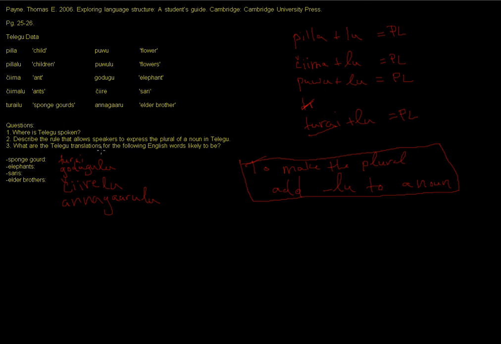So all the questions. We were able to figure out what the plural rule is, how to make a plural over here, and then we were able to use that idea to actually do an analysis. Even though I don't speak Telugu, and maybe you don't speak Telugu, but you were able to analyze the language by considering the elements that are visible in this language.